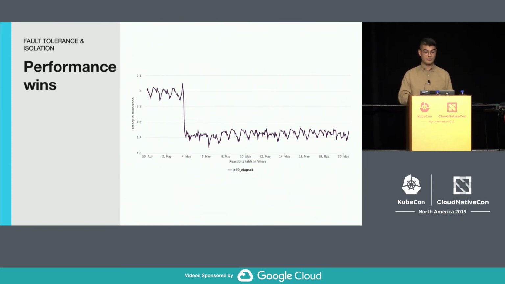In this graph, you can guess when we deployed this change. It was a pretty neat performance win, where we got 300 micros back in the P50 of all requests to that table, which was significant for us.